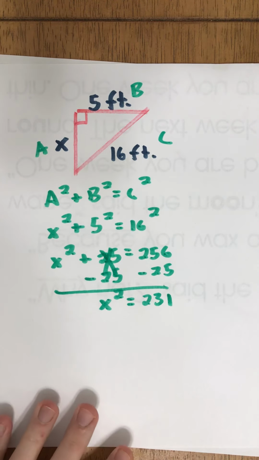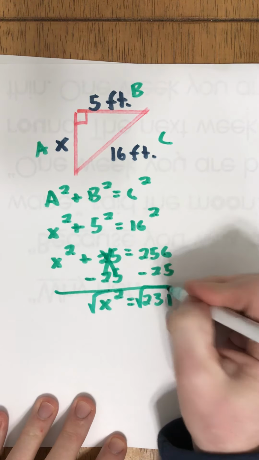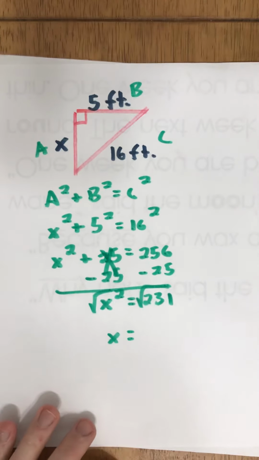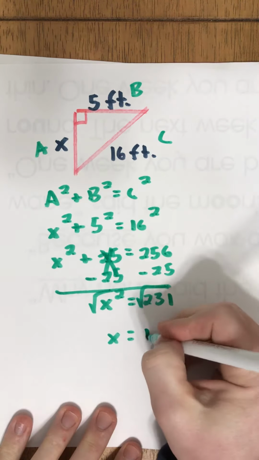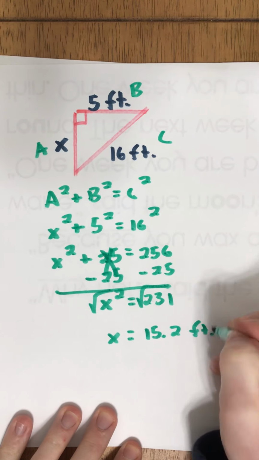And then to finish off, just like I did in the last problem, I need to take the square root of both sides. So if I take the square root of 231, I'm doing that off to the side in my calculator here, I'm going to get 15 2/10 feet.